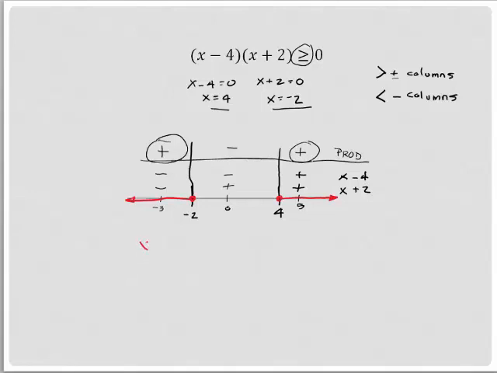So let's write this. X is less than or equal to -2, and X is greater than or equal to 4. That is your answer for this problem. Now you see, by doing this little product thing here, we were able to establish right away which part of the graph was the correct part.